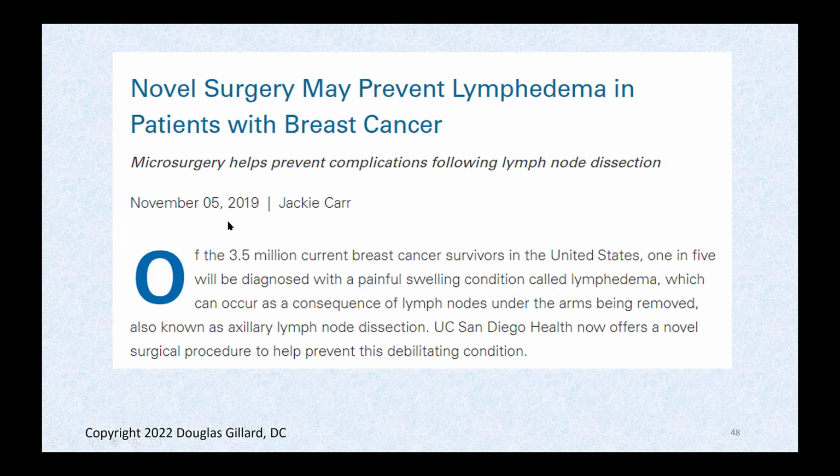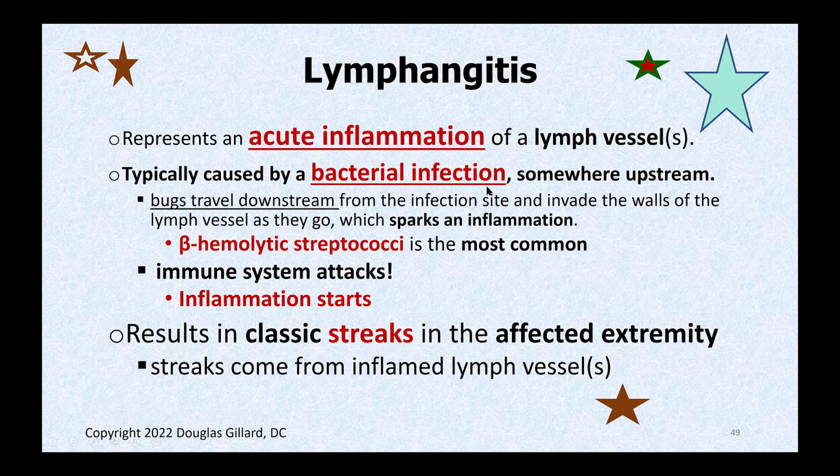And just an article that was up, how they're trying now in San Diego, and there's other places that are doing this. They're trying to reconnect after they take out a lymph node. They're trying microsurgical techniques to put the ends of the vessels together to help with that, because 20% of people are ending up with swelling after mastectomy, ending up with lymphedema.